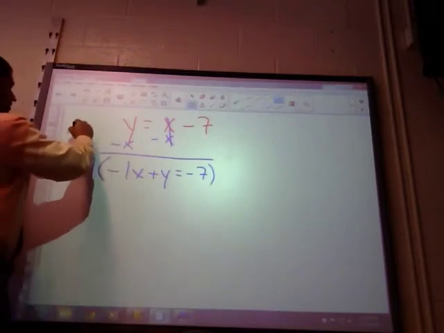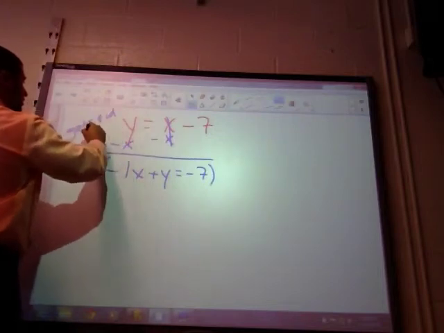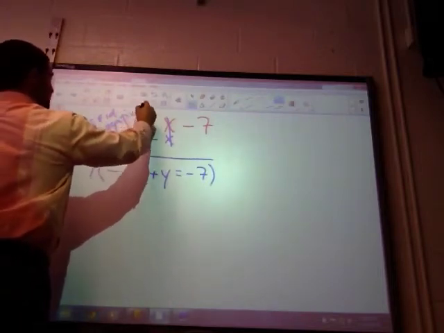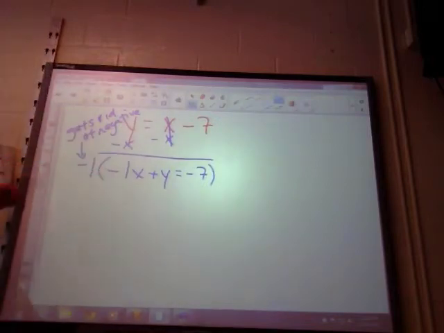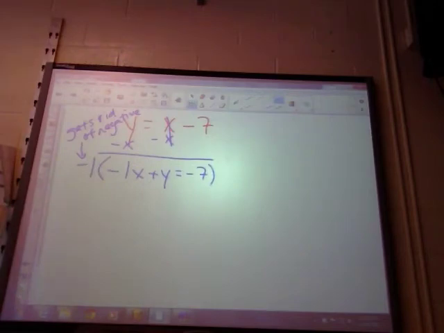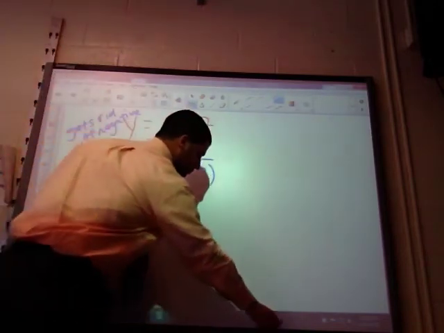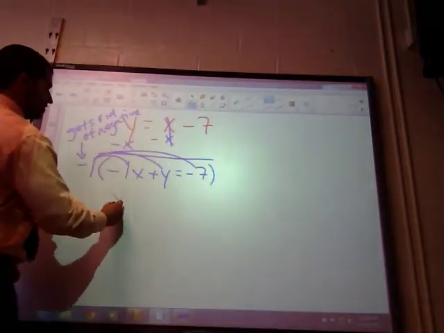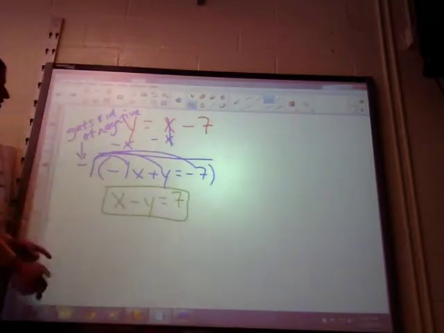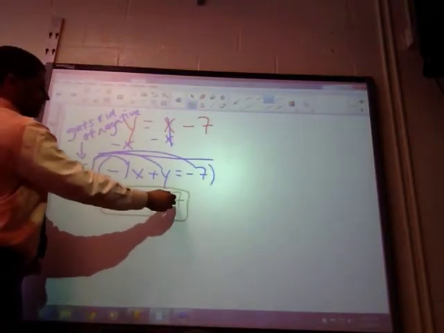This gets rid of the negative. Multiplying by a negative gets rid of a negative. So minus times a minus is a plus, right? Negative times a negative is a positive. So when we distribute this to everything, we get x minus y equals 7. Now we're in standard form because that's a positive integer of 1, that's an integer of -1, that's an integer of 7.